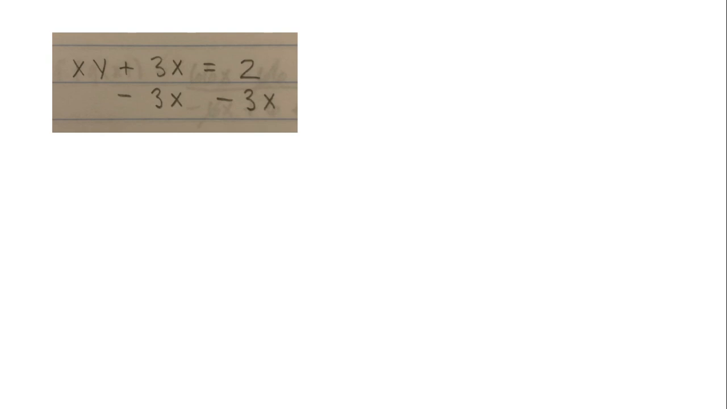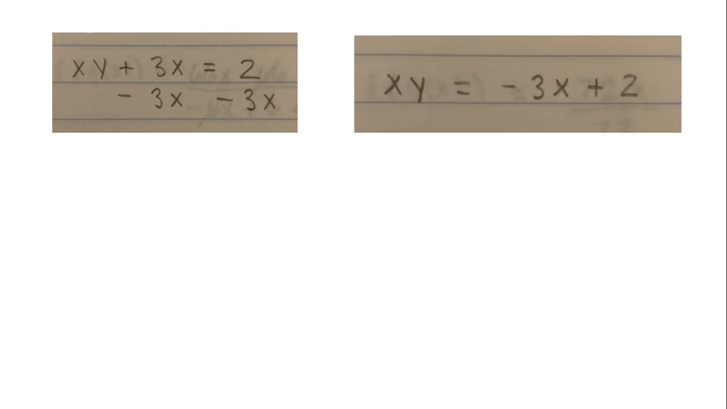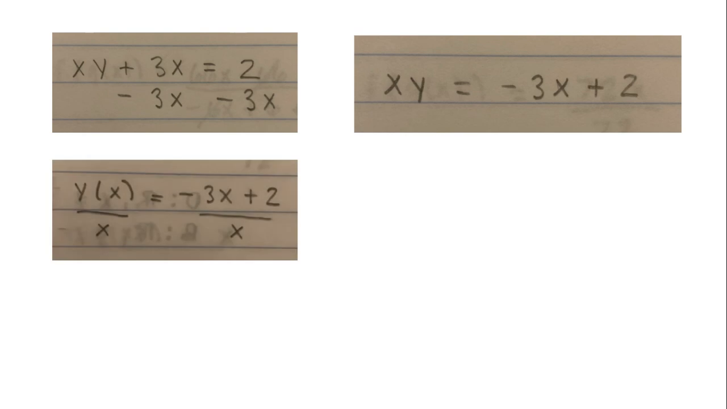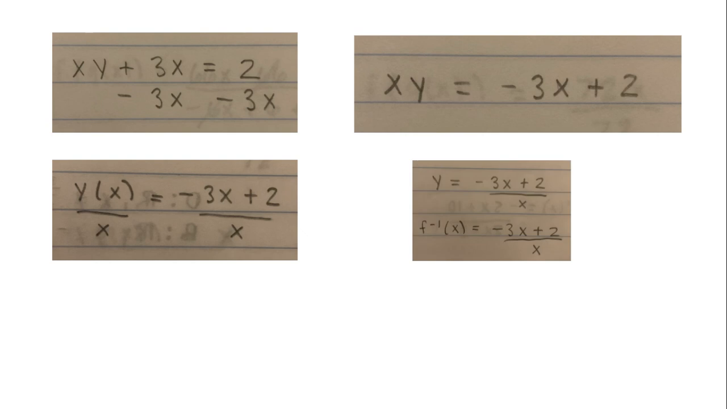Then as we solve this equation, we're going to have to get y by itself. So the first thing we're going to need to do is get all the x's onto one side of the equation. So first we're going to start by subtracting 3x from both sides. And this is going to give us xy equals negative 3x plus 2. And then all we're going to have to do is divide x from y. And this is going to give us y equals negative 3x plus 2 over x.